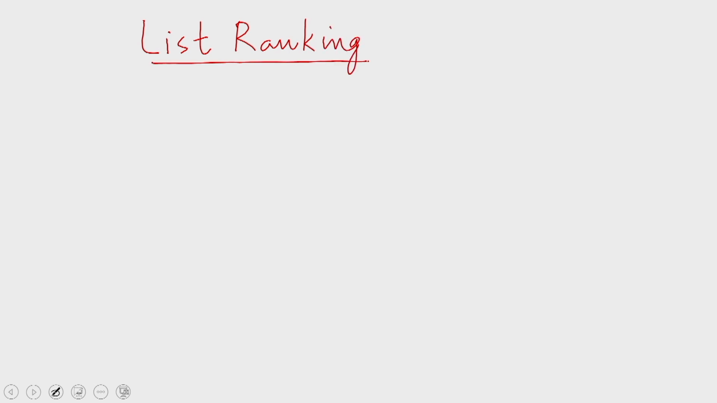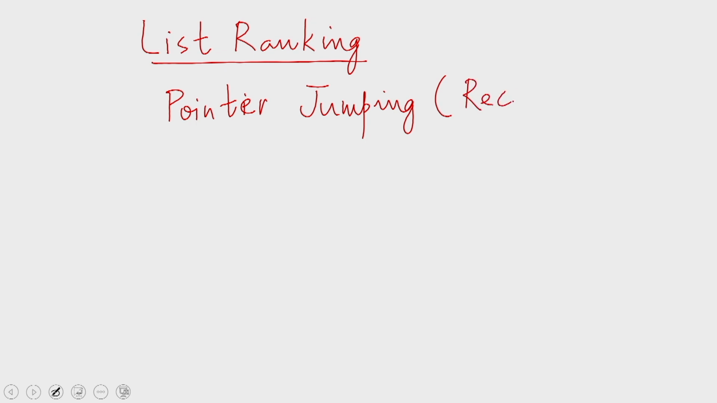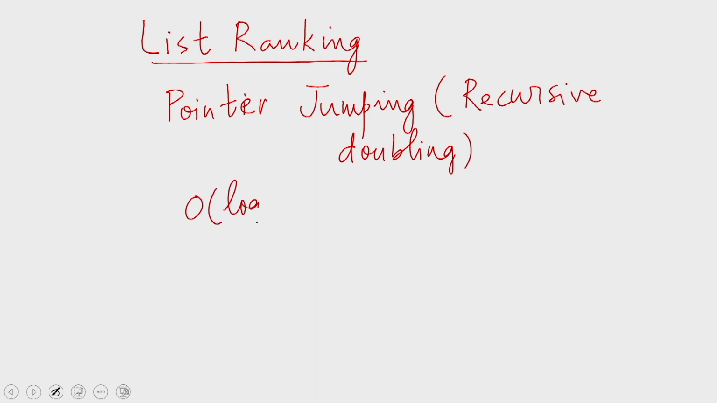In one of the earlier lectures, we used the technique called pointer jumping, which is also called recursive doubling, to devise an algorithm that runs in order of log n time using n processors on an ER-EW PRAM.